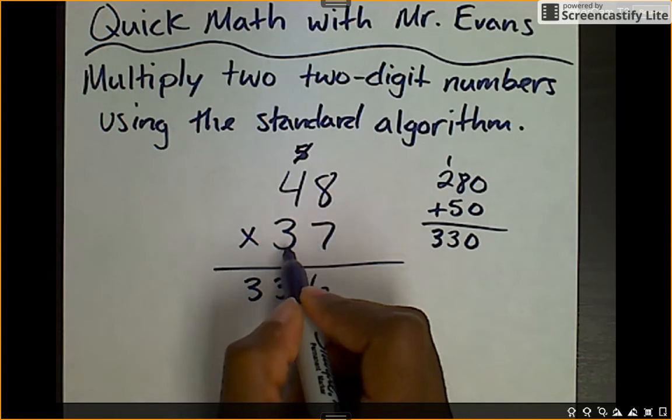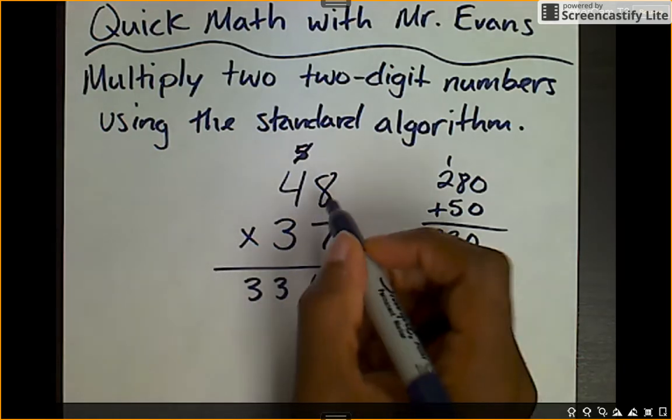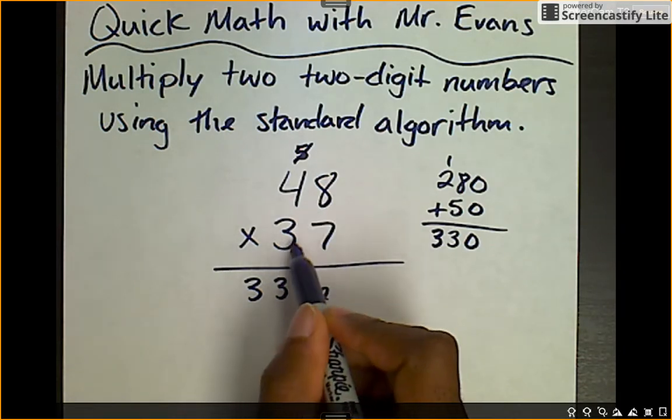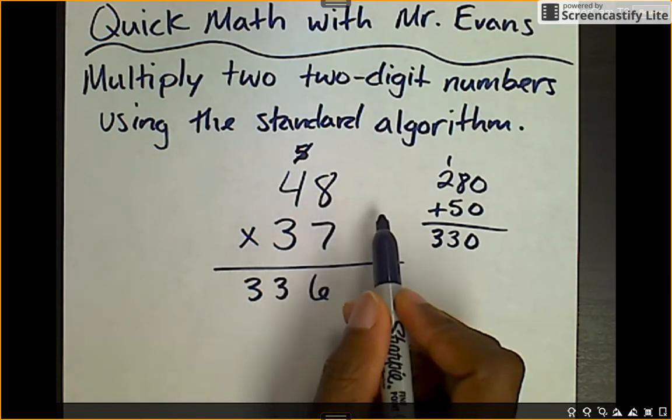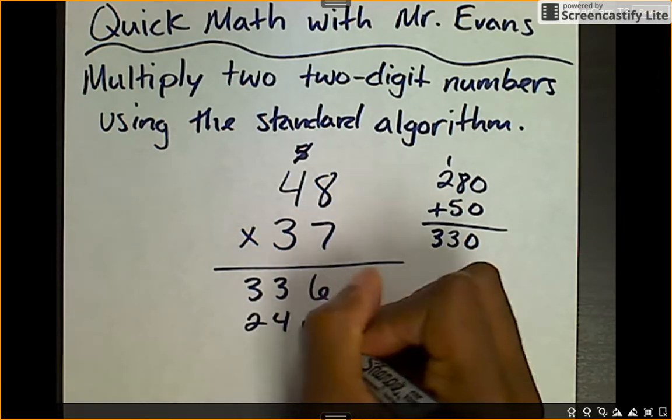What we're really looking at is 30 times 8. It's important that they look at it like this because it's going to help them understand why they are doing what they're doing. So when they look at 30 times 8, they know that they're going to have 24 and add a 0, so that's really 240. So they write down 240.